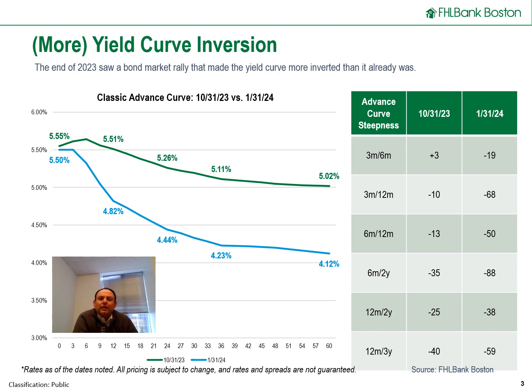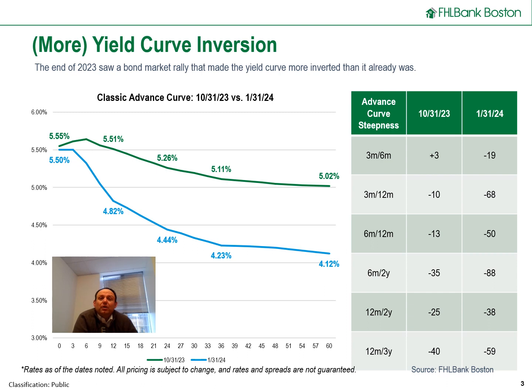So let's start out by looking at the wild ride that the yield curve has been on over these last few months. In the graph on the left-hand side, we can see the shape of the classic advance curve in green as of October 31st, 2023, and then in blue where the classic advance curve was as of the end of January. We can see the curve was higher and less inverted in October versus where we were in January of 2024.